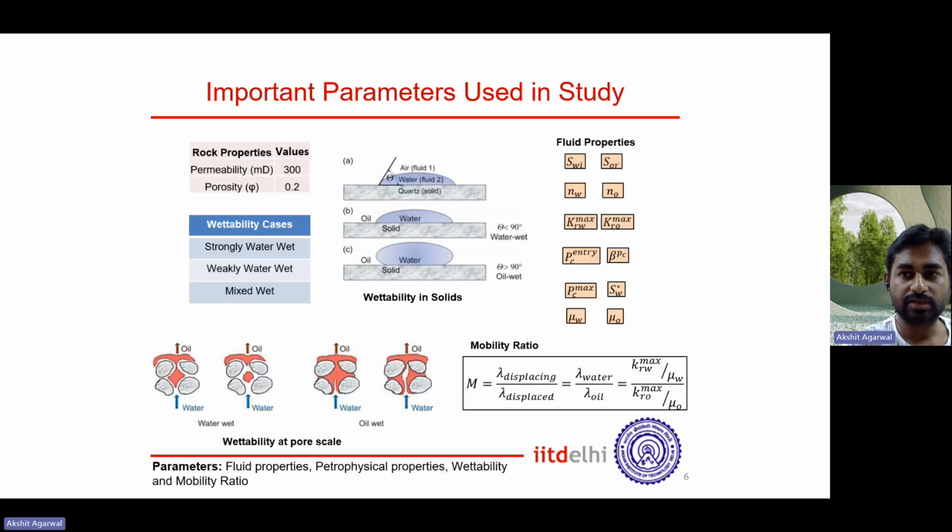In this work, we use different parameters which are important for this study. We use a porosity of 0.2, or 20%, and a permeability of 300 milli-Darcy for the three wettability cases as mentioned here. We took into consideration the different fluid properties such as water saturation, relative permeability, viscosities, and the other fitting parameters. We also looked at the mobility ratio, which is one of the important factors in oil recovery.